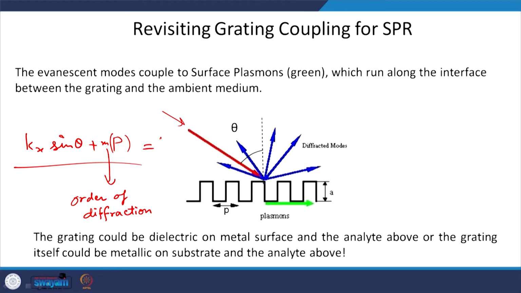And when it becomes equal to k_sp for this grating, which is dielectric or metal, the surface has to be metal. So, if it is a dielectric grating, then it has to be coated with metal. So, evanescent modes couple to surface plasmons which run along the interface between the grating and the ambient medium. This is what we discussed earlier, and there is something very important.